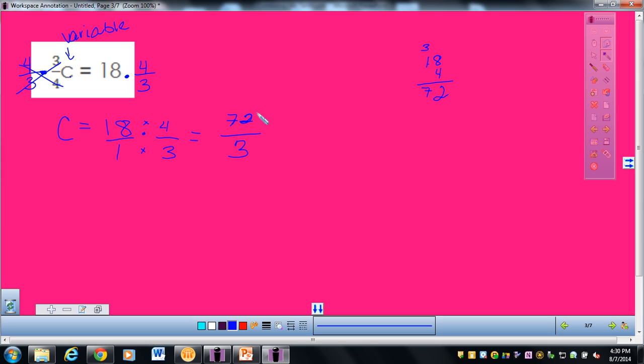Now, I want to see if that's reducible. It's okay to have your numerator right here as a bigger number. We did do that in 8th grade. But before I leave it this way, I need to make sure that this is not divisible by this. So let's try that out just to check it.